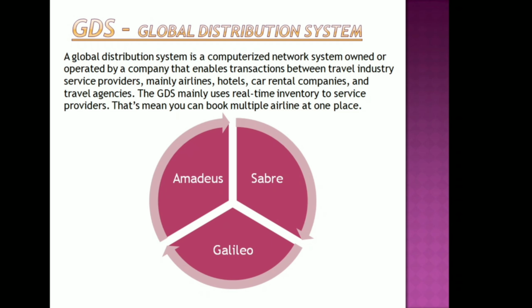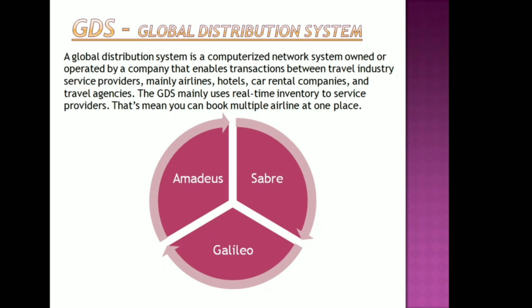The question is, what is GDS? GDS is a global distribution system. A global distribution system is a computerized network system owned or operated by a company that enables the transaction between travel industry service providers, mainly airlines, hotels, car rental companies, and the travel agencies. At the GDS, you can book a real-time inventory for multiple airlines at one place.